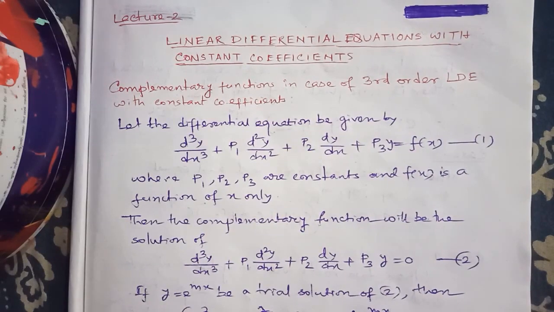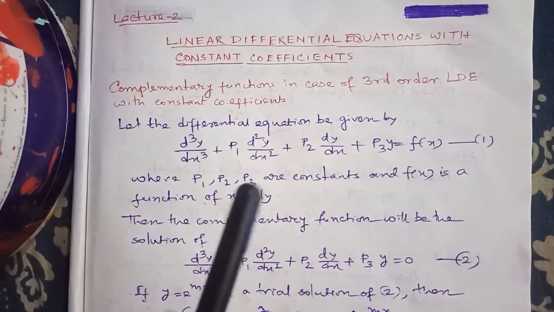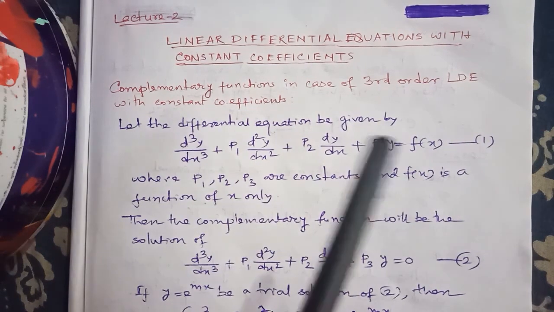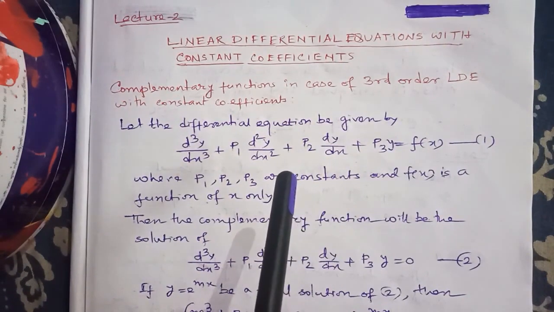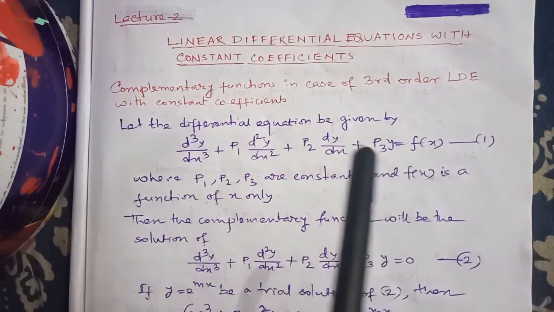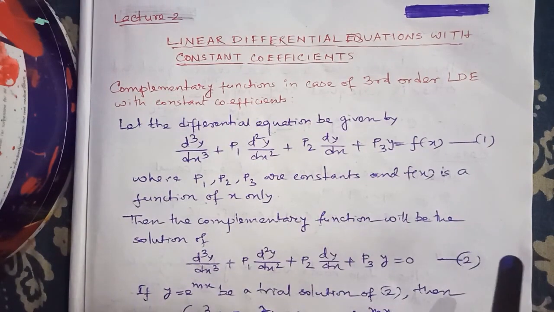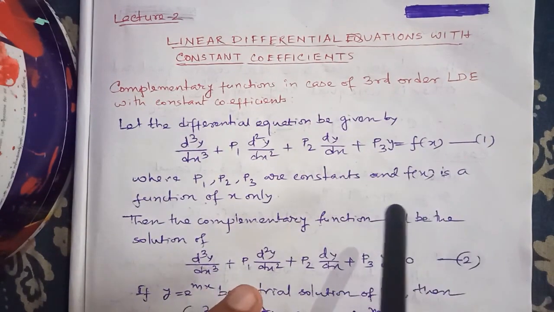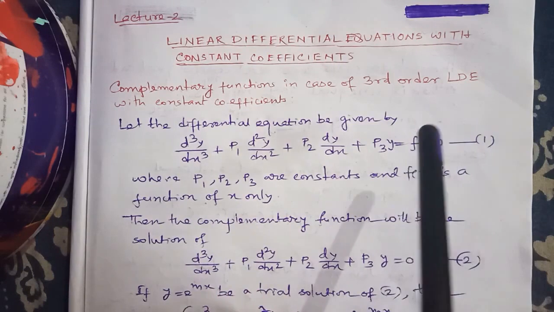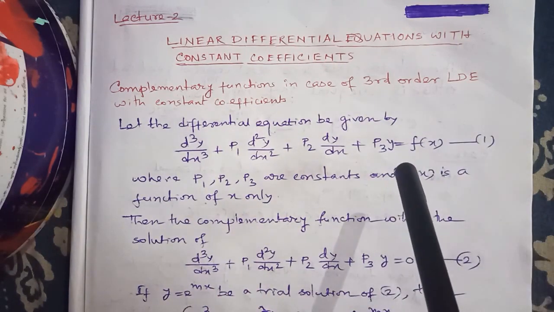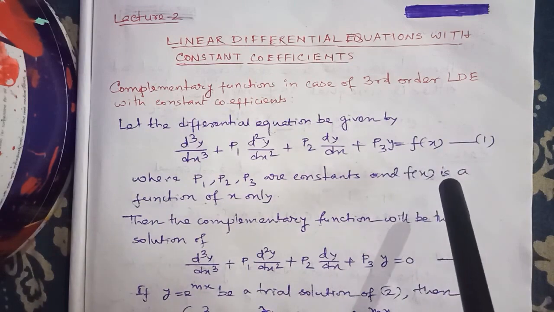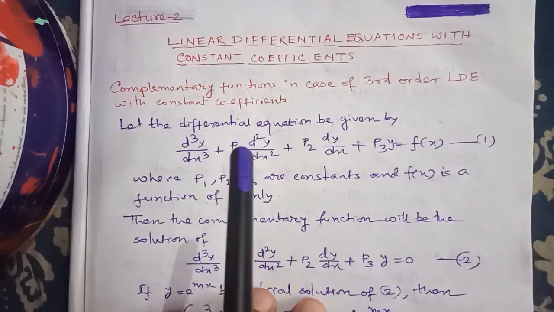Today I will discuss linear differential equations with constant coefficients. Before this, I have discussed it in lecture 1. This is my second lecture. The other day I finished with how to find the complementary function of a second order linear differential equation. Today we will learn third order linear differential equations with constant coefficients, and how to find their complementary functions. Let's see how to find it.